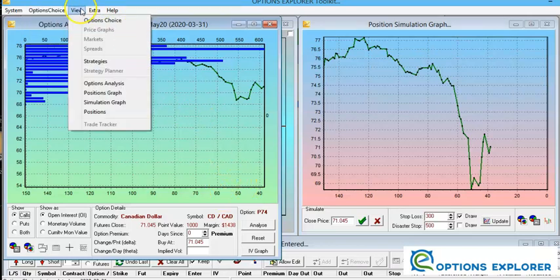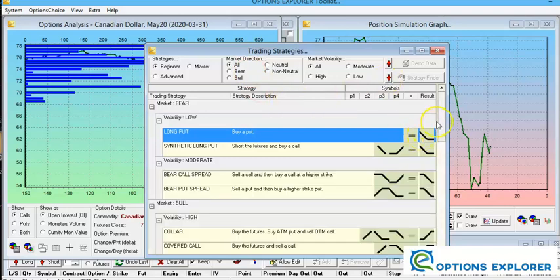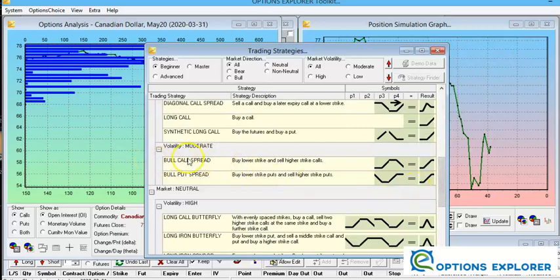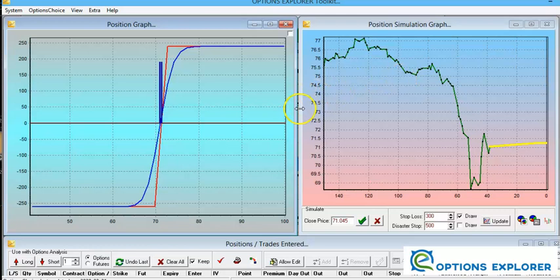Let's look at the actual strategy to trade that. Especially if you're using a small account, the strategy that I'm going to show you is ideally suited for a small account, so low risk strategy. Here is a bull call spread. Let's implement the bull call spread on the Canadian dollar.